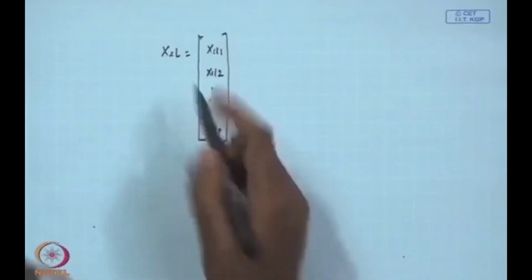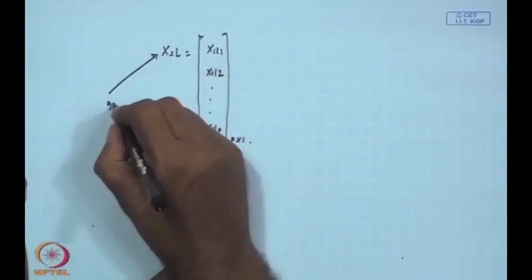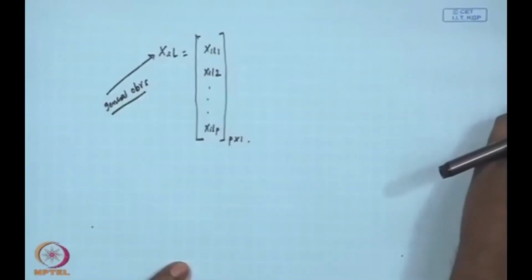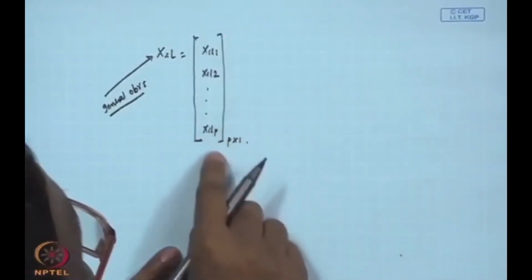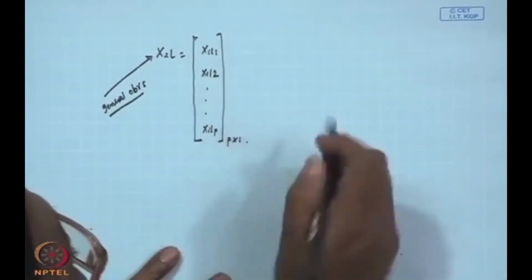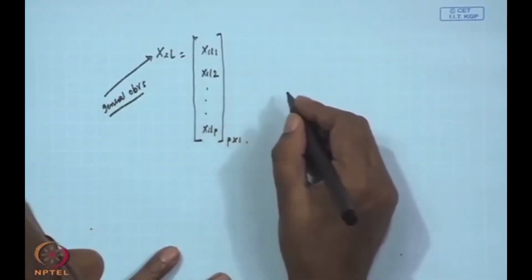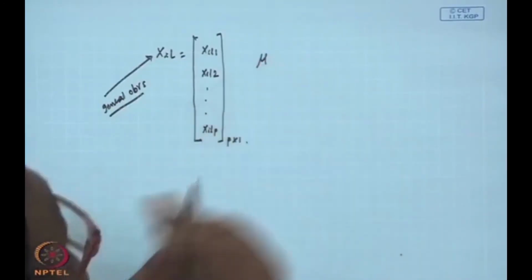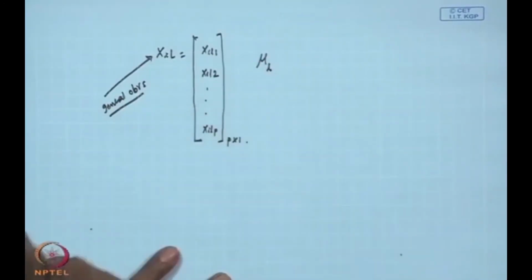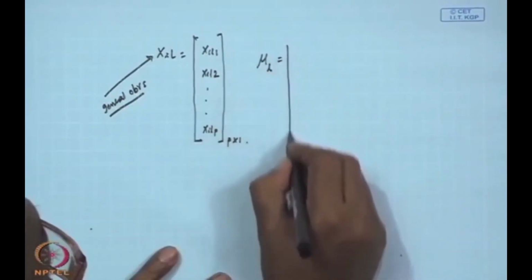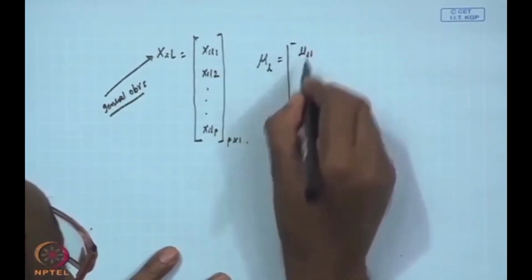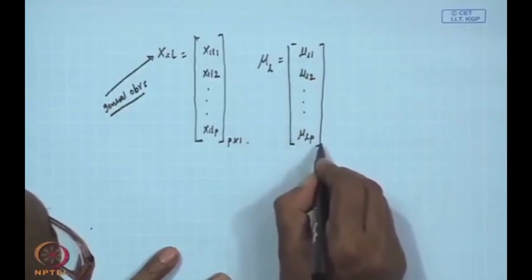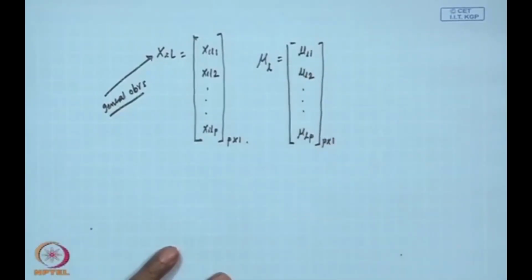If this is the case, so this is the general observation. As you have p variables, you also have p mean values. So, now I am writing that the mean vector for population L will have p mean values, mu L1, mu L2, like this mu LP, p cross 1.